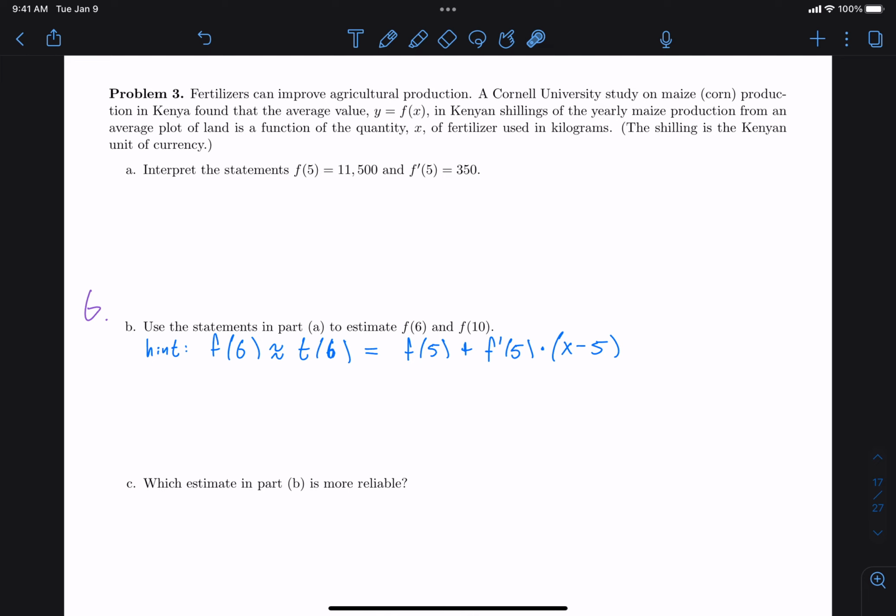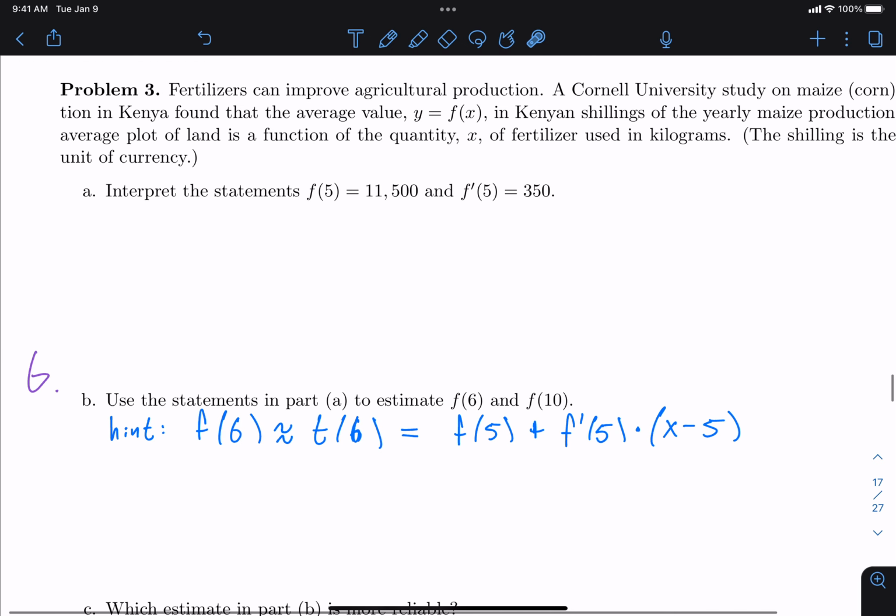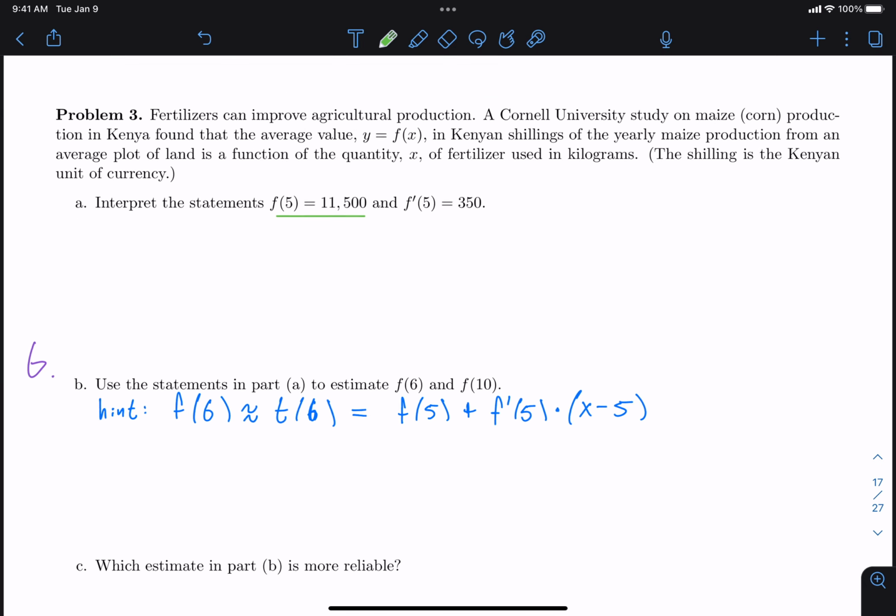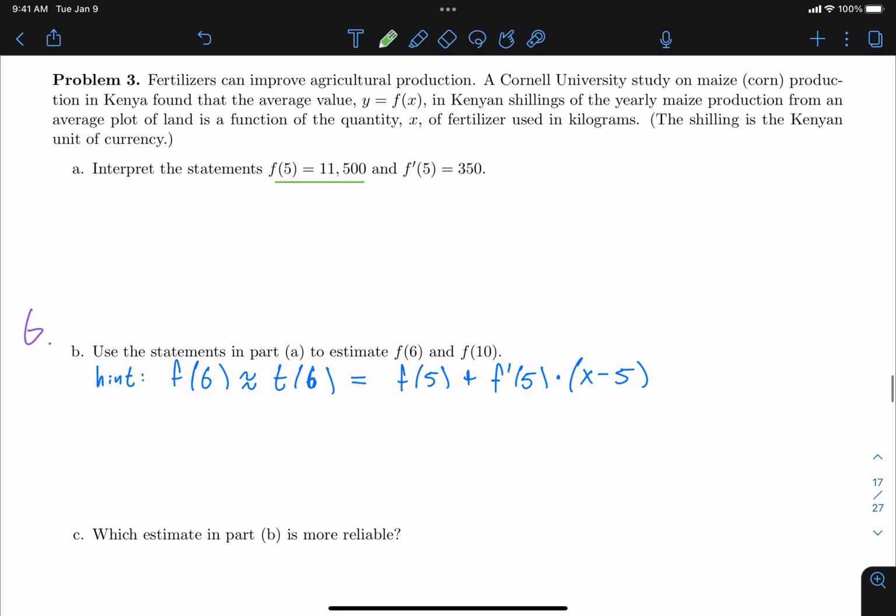Okay, do we want a little bit more time to work, or are we all right? Okay, let's talk about it as a group. I saw some good work out there. So, someone help me with the interpretation. What does f of 5 equals 11,500 mean in terms of this problem?